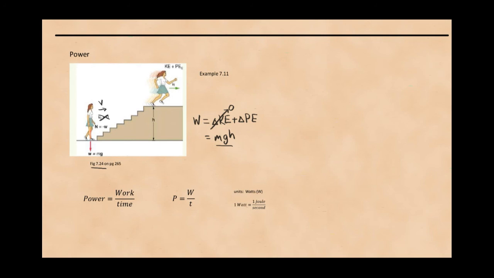There's another useful quantity to define, which involves how quickly something is done. And so we define power as work divided by time, or work per time. So power is defined as a work or a change in energy per time. It has units of watts, named after the scientist James Watt, and 1 watt is 1 joule per second.